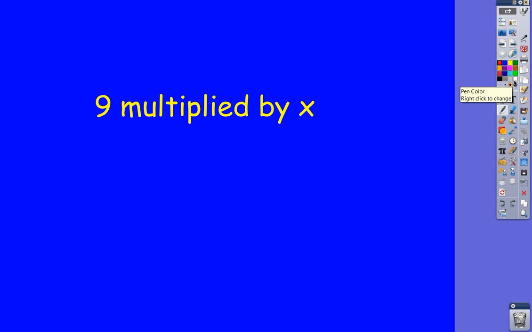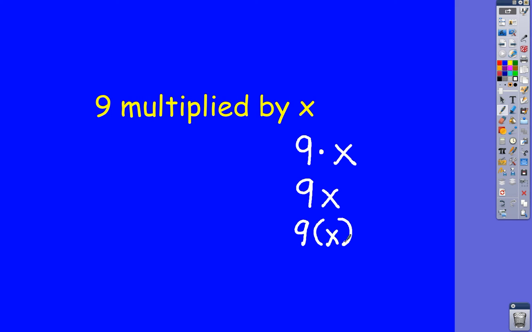So 9 multiplied by x, I could write 9 times x with a raised dot. I could just keep it simple and write 9x. We also talked about if you have a number right beside a parenthesis, it means multiply. So any of these 3 answers are correct, but you once again would not do 9 times x with the x symbol for multiply because it looks then like 9xx.